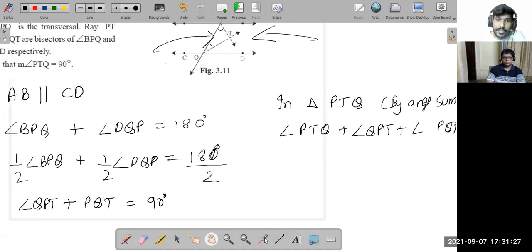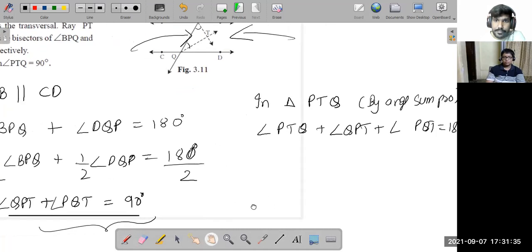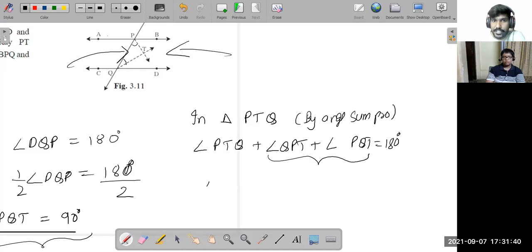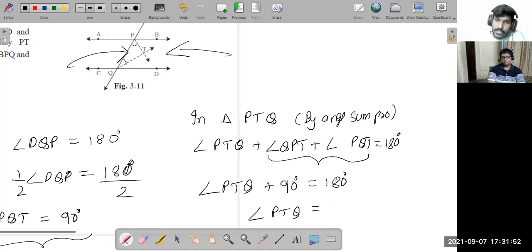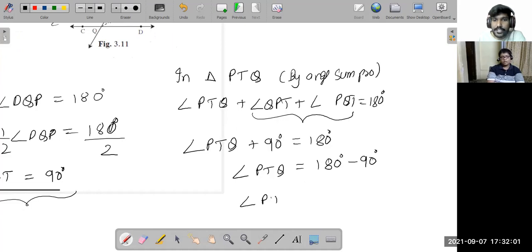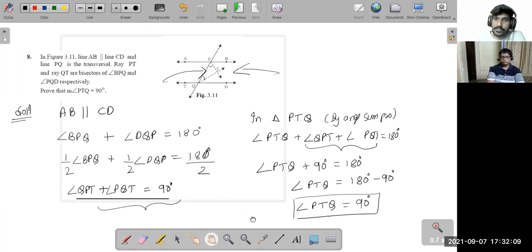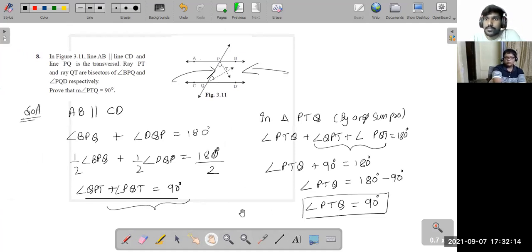But QPT from here, QPT plus PQT is 90. That means this is 90 degrees. So keep PTQ as it is, and instead of that, write 90 degrees equal to 180 degrees. Take 90 to the other side, so you'll have PTQ equal to 180 minus 90, which is 90. So PTQ equals 90 degrees, and this is what you had to prove. Is the sum clear? Yes, sir. Okay, write it down now.